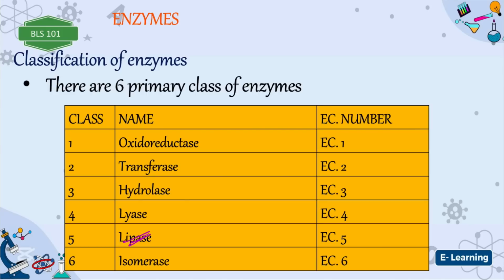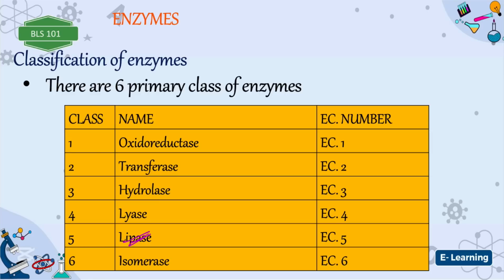The sum total of all chemical reactions going on in a cell is called metabolism. Which of the following statements is not true of enzymes? Enzymes are globular proteins. I've said that. They are catalysts, yes. Enzymes are specific in reaction, yes. All proteins are enzymes. That is a lie. All enzymes are proteins, but not all proteins are enzymes. So option D is not correct.